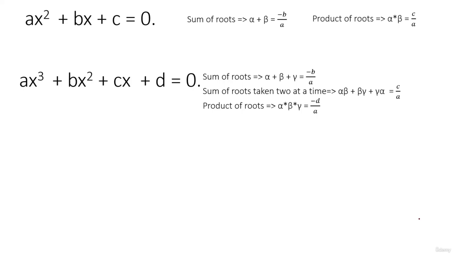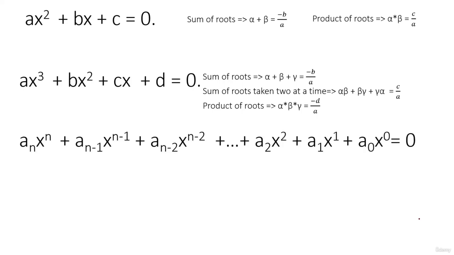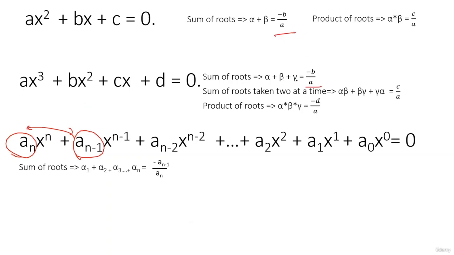And the product of the roots is given by minus d by a. So guys, whenever we have an nth degree polynomial, a n x raised to n, a n minus 1 x raised to n minus 1, up to a2 x square, a1 x raised to 1 plus a0 x raised to 0, for this polynomial, the sum of the roots is basically minus the coefficient of x raised to n minus 1, the second last term's coefficient, divided by this, with a minus sign. Same thing you see for quadratic also, minus b by a. Same thing you see for a cubic also, minus b by a.